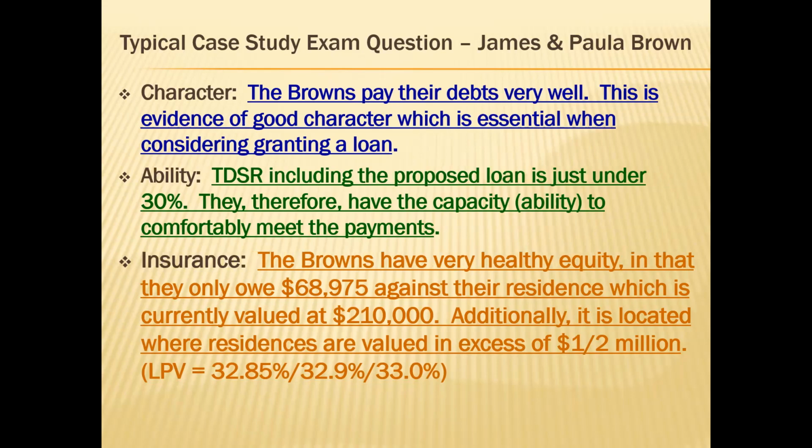If you're using CAMPARI, you'll basically be saying the same thing, but your headings will be different. So you would use character, ability, and insurance instead.